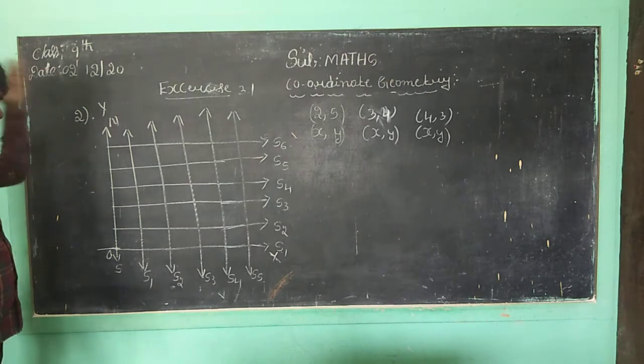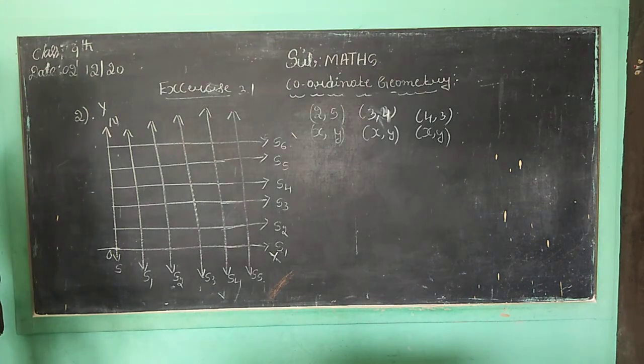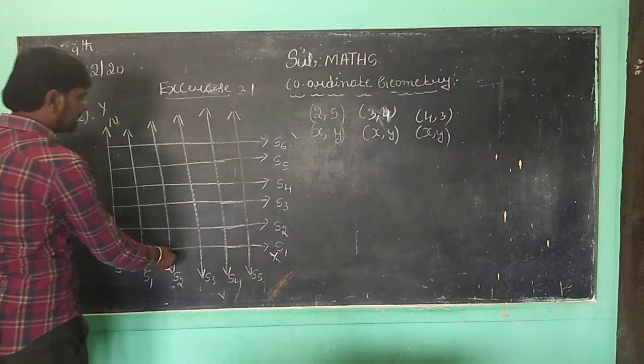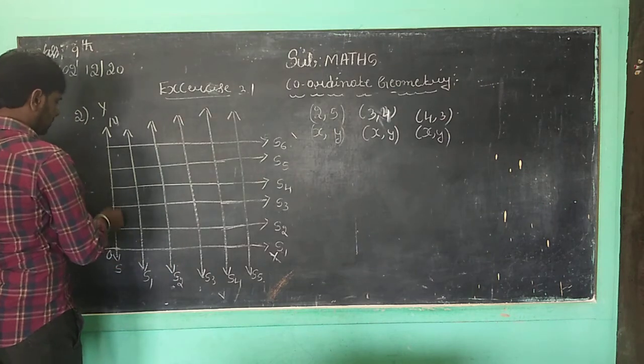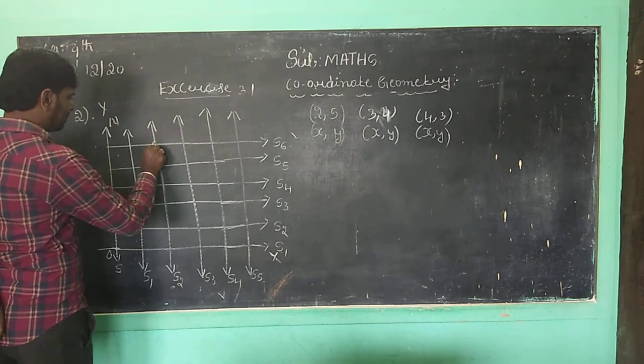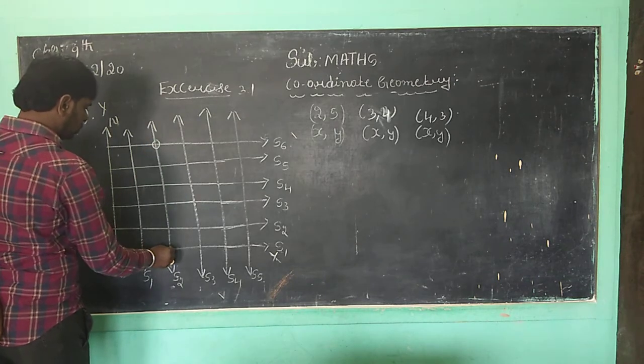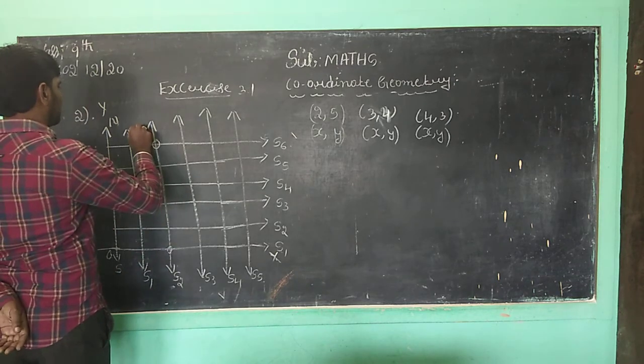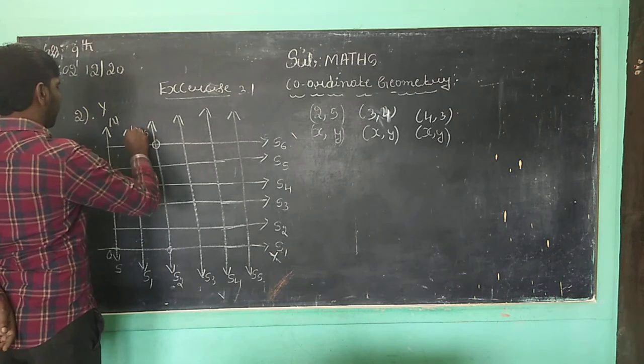So this is y-axis. Correct. So children, x-axis is 2 and y-axis is 5. This is 1, 2, 3, 4, 5. Correct, children? So this is what you want to represent. So this is 2 and 5. Now we can represent this one also as 2, comma 5.